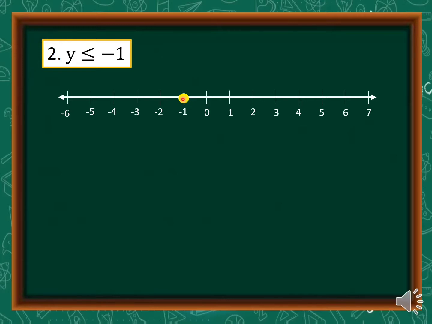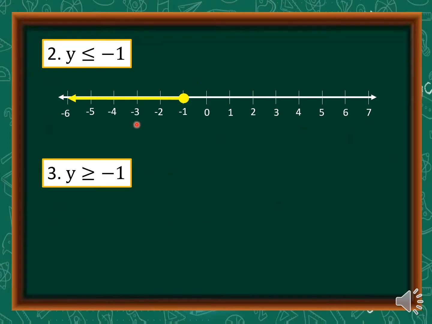Now, where is the shaded part? Is it the left side or the right side? We will base it on our given: y is less than or equal to negative 1. It is smaller than or equal to negative 1. Which side is that? Is it the left side or the right side? That's it. Very good. So that is the left side. Negative 2, negative 3, negative 4, negative 5, negative 6, and so on and so forth are the possible values of our y. So this is what we call the solution set. Okay?